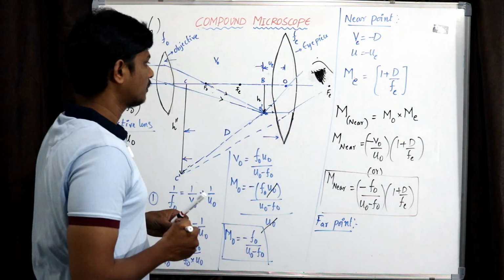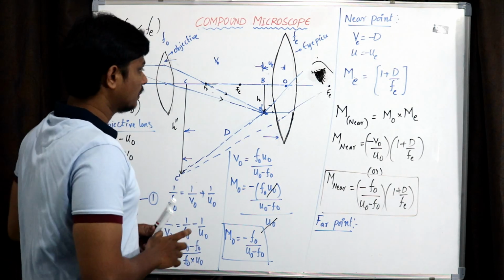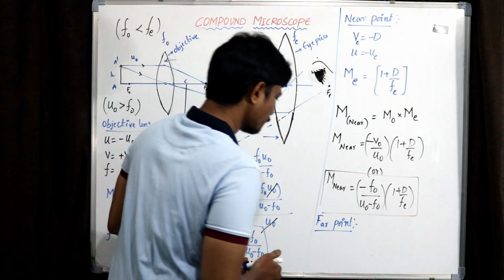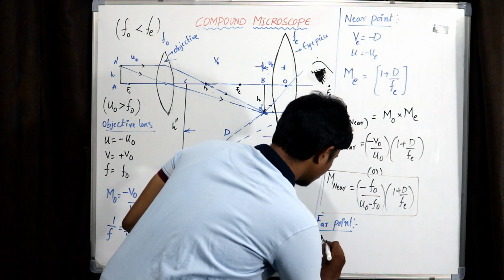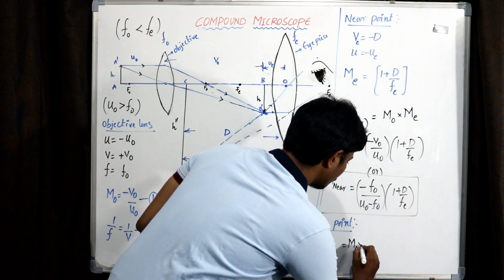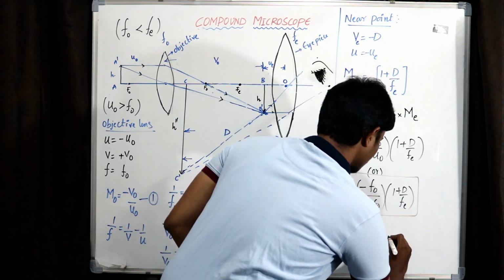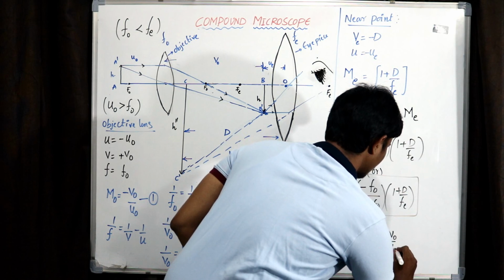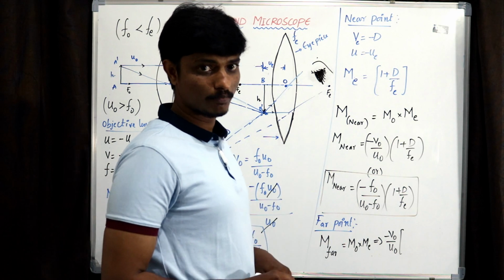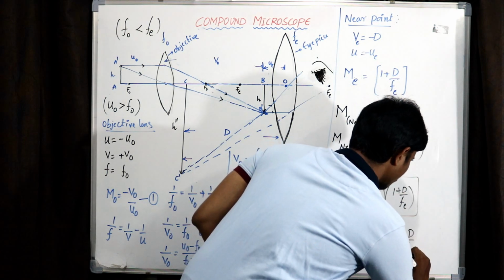That means the final image is formed at infinity distance, and highly magnified, right? What is the magnification formula now? For far point, it is M naught into Me. What is the M naught value? Minus V naught by U naught. And what is the magnification produced in the simple microscope when the image is formed at infinity distance? D by Fe.